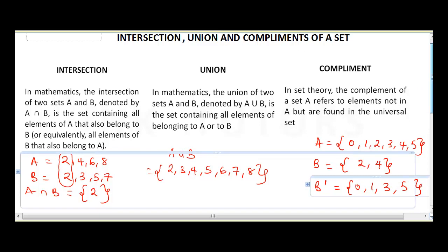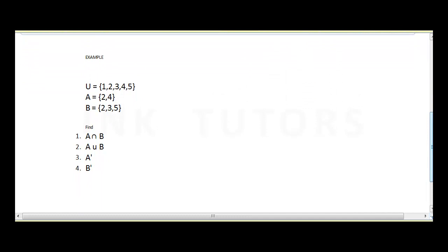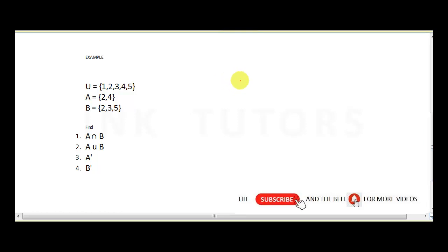Okay? So I would want us to solve a little example so we can understand the words intersection, union, and complement. Now we have our question. The universal set is 1, 2, 3, 4, 5. A is 2, 4, and B is 2, 3, 5. So the first question says we should find A intersection B. To solve A intersection B, remember our A is 2 and 4, and our B is 2, 3, and 5.